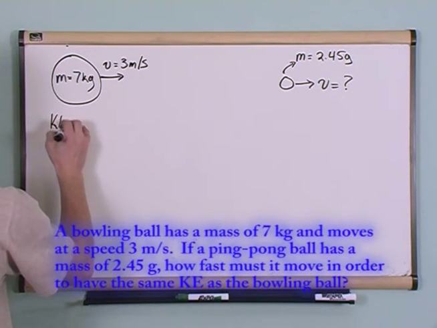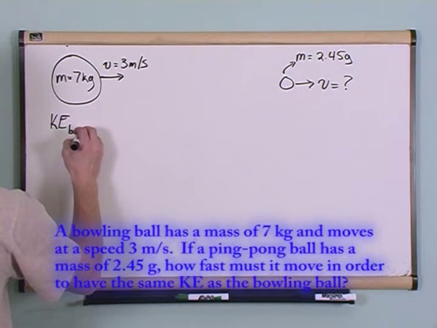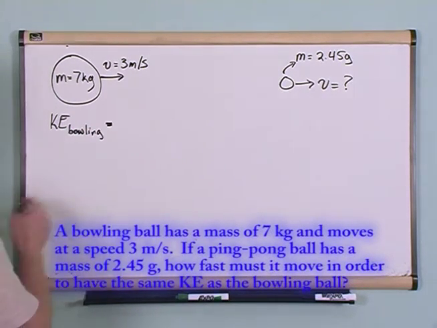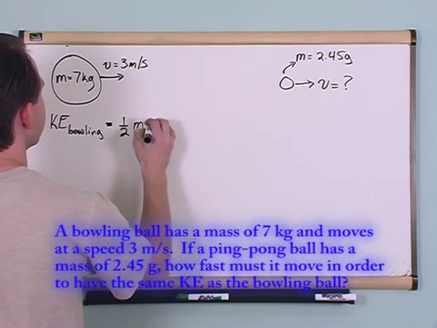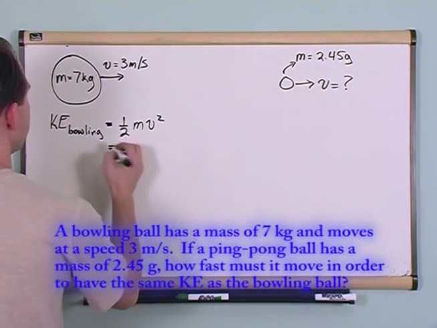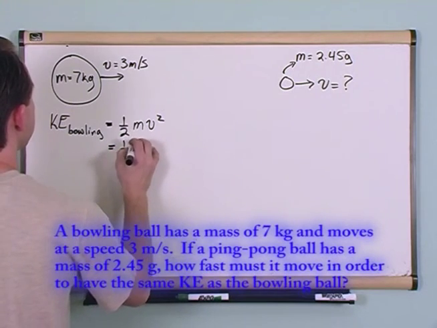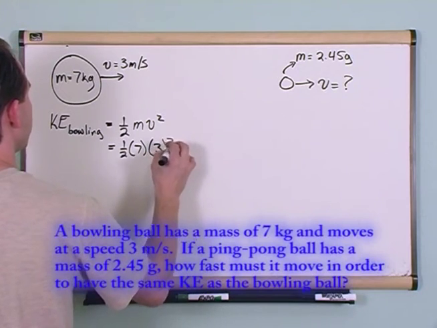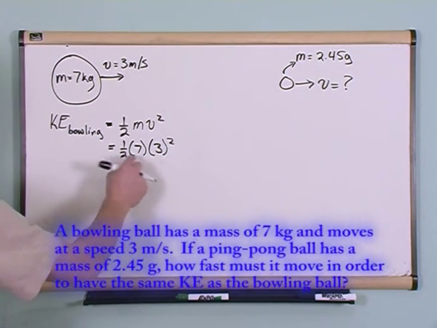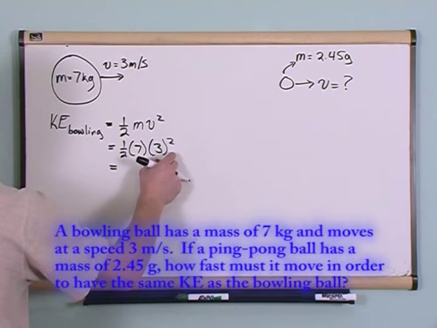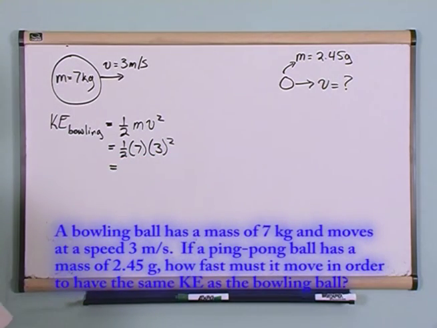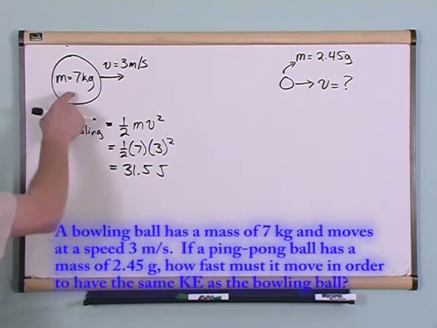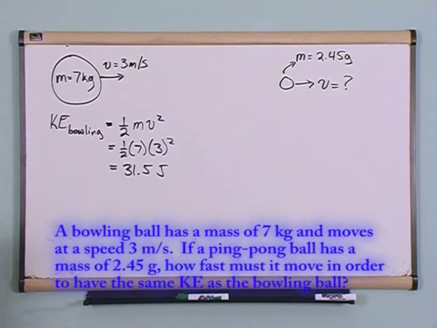calculate the kinetic energy of the bowling ball. And that's going to be 1/2 mv squared. So that's going to equal 1/2, mass was 7, velocity was 3 squared. And when I take these three things and multiply them, you have 3 squared, which is 9, times 7, times 1/2, then you will get 31.5 joules. That is the kinetic energy of this ball because it is moving.